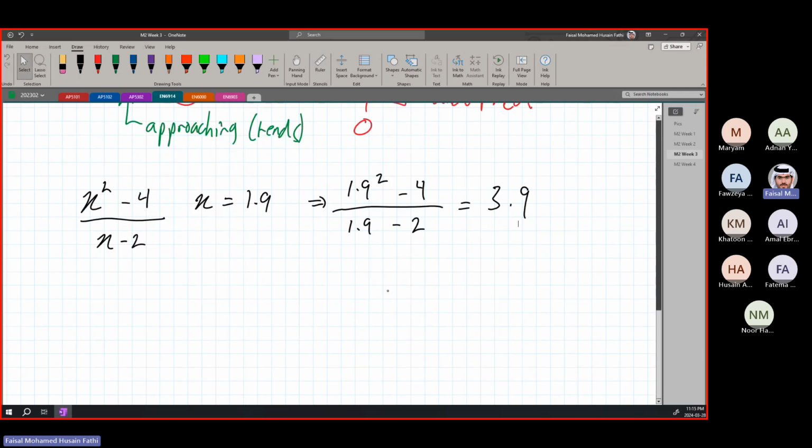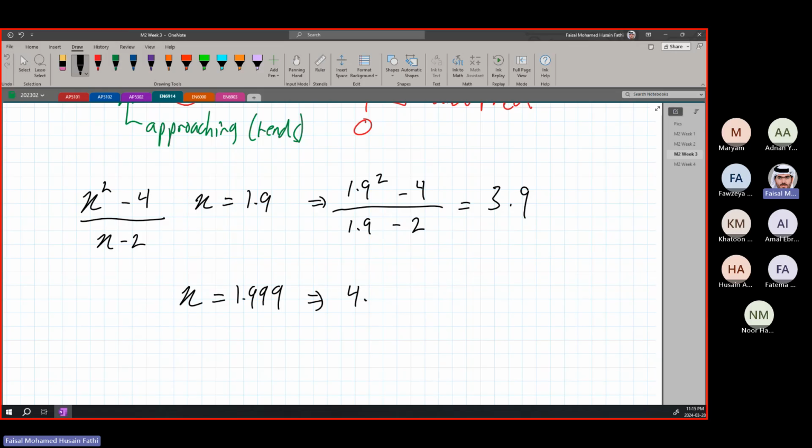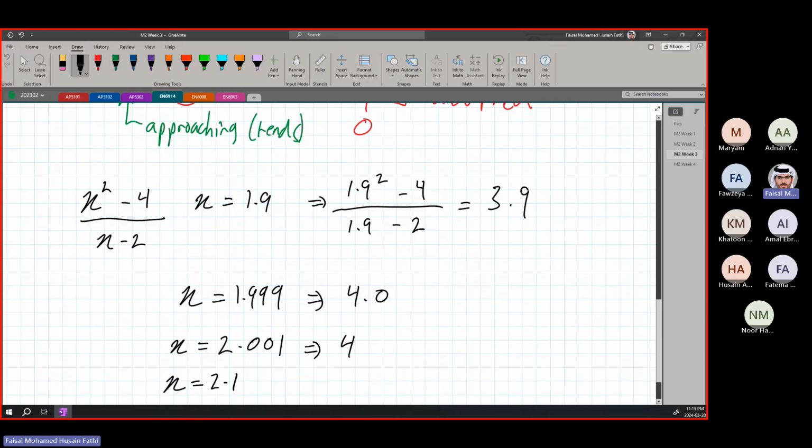Okay, if we become a bit more accurate, or we want to take a few more decimal places, we can take for example 1.999. Then the answer comes out to approximately 4.0. And if we go above, meaning we take a slightly larger number but still close, like 2.001, you will see the answer is also approximately 4. Then if we go to 2.1, you will see the answer is something close to 4.1. So you notice it's ranging from 3.9 up to 4.1.